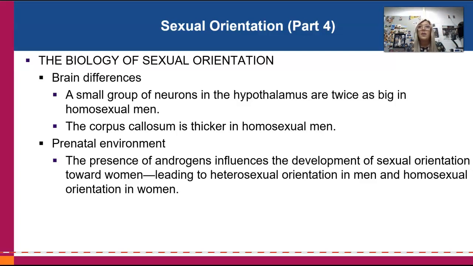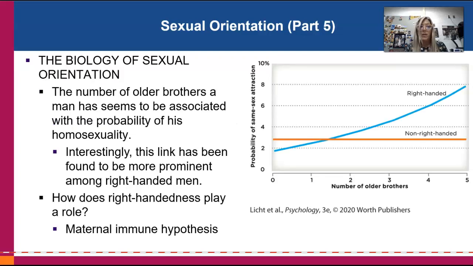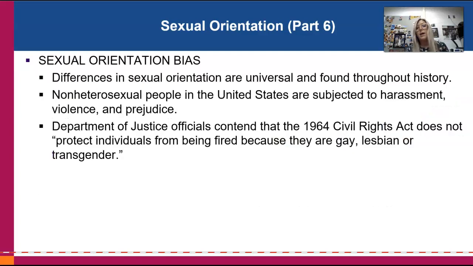We could get into this all day long, but people just need to understand that there are differences. There are biological components to this, and people just need to be educated. All right. Biology of sexual orientation. The number of older brothers a man has seems to be associated with the probability of his homosexuality. Interestingly, this link has been found to be more prominent among right-handed men. Again, that goes further into the book if you want to look into that.